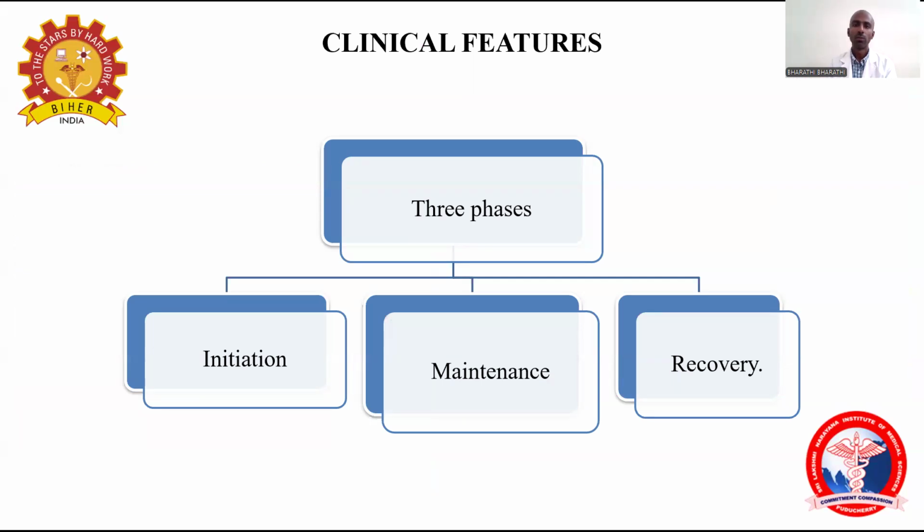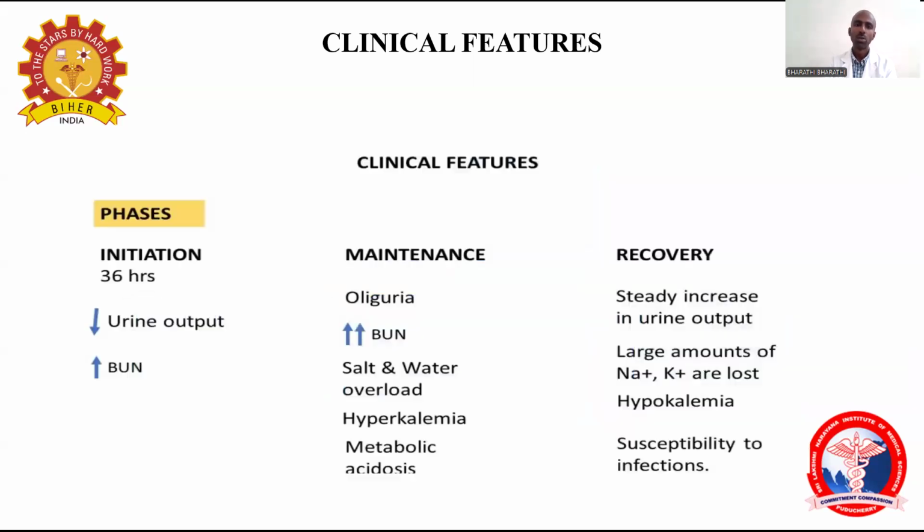So now let us look at the clinical features. This acute tubular injury or necrosis has three phases. One is the initiation phase, second is the maintenance phase, and final is the recovery phase. In the initiation phase, which happens after 36 hours, the patient will have decreased urine output, usually less than 400 ml, and there will be an increase in the blood urea nitrogen.